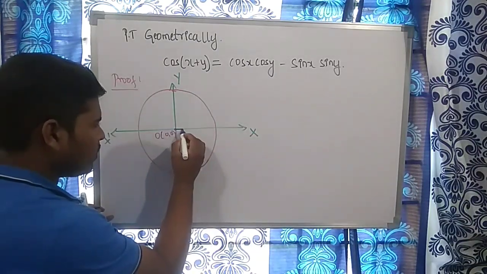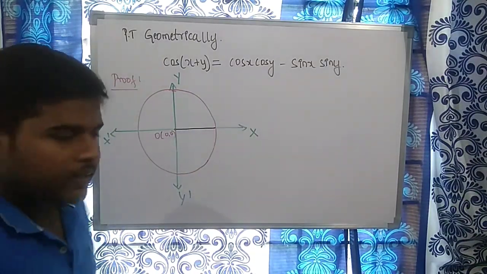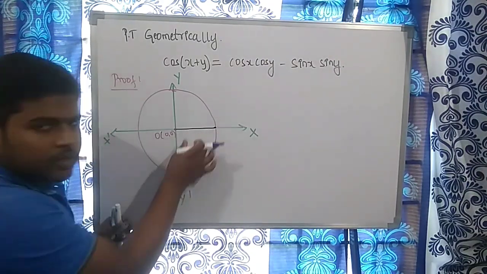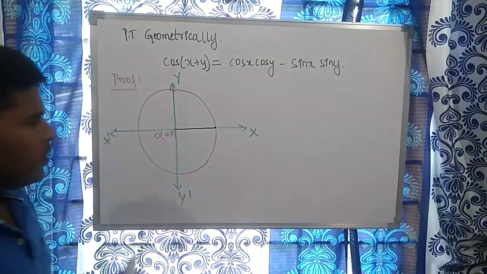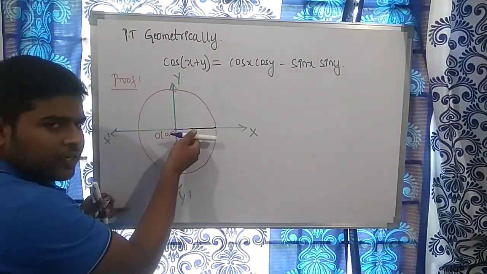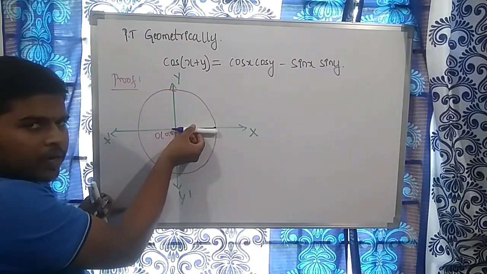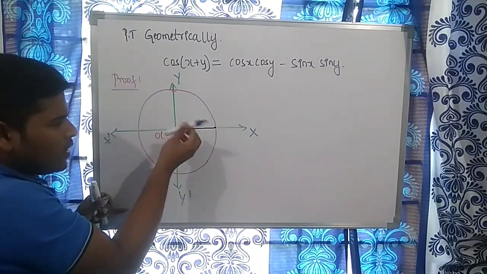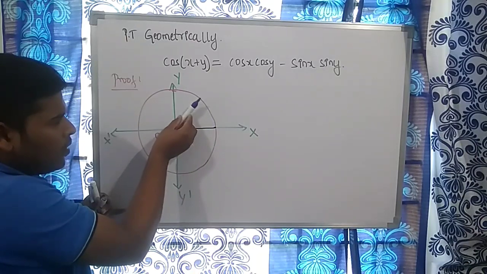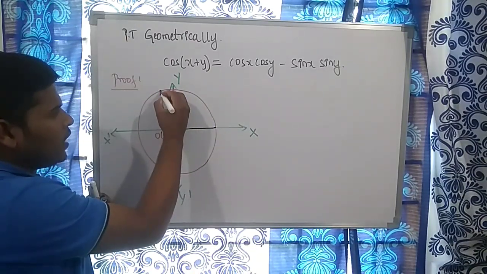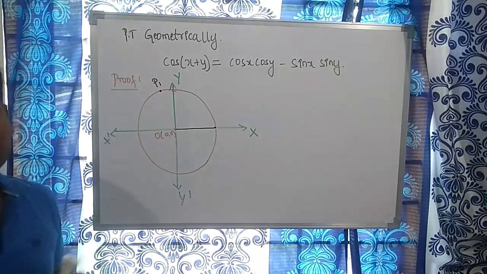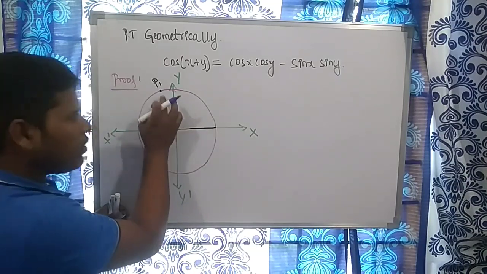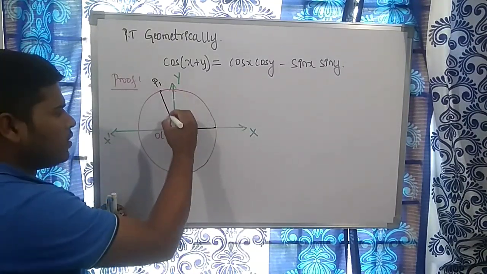treat this one as the initial line. And we know that it is a unit circle, which means its radius is 1 unit. Then take this as the initial line and, observe carefully, rotate from the initial side to the terminal side. I am rotating from here, keep on rotating and stop here. Here I am taking point P1. Once again, treat this as the initial line and rotate from this line to here. That is, join this point.